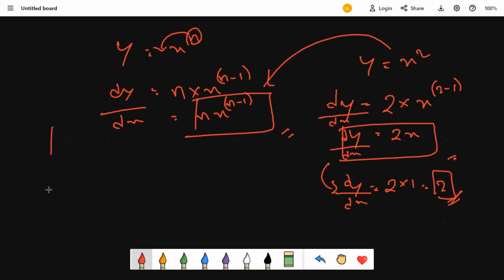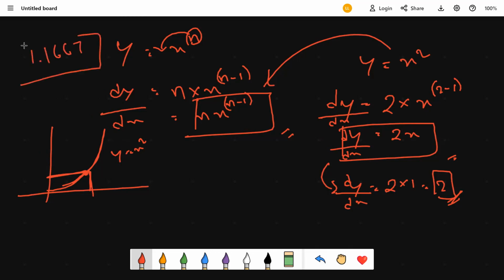That means if we have this curve of y equals x squared, at the point where, let's say, x equals 1, we should have a gradient of 2. But in our example where we used the ruler, since I drew it as a freehand rough sketch, we got a value of 1.1667. I know it was not very close to this value, but you get the idea.